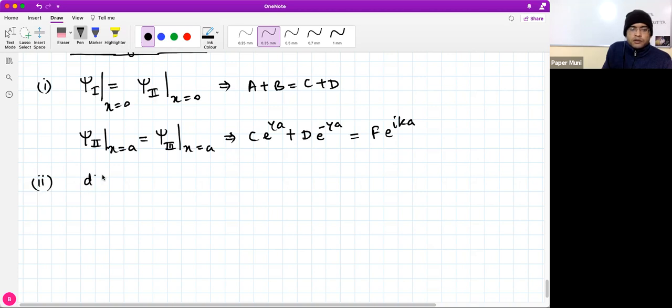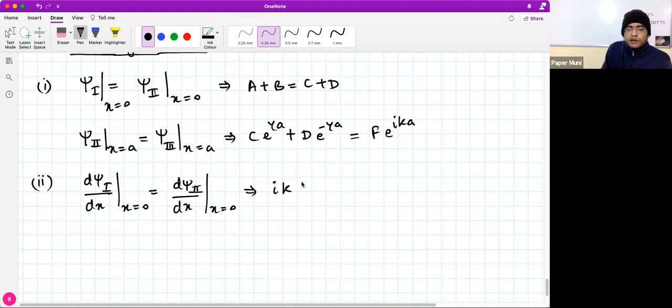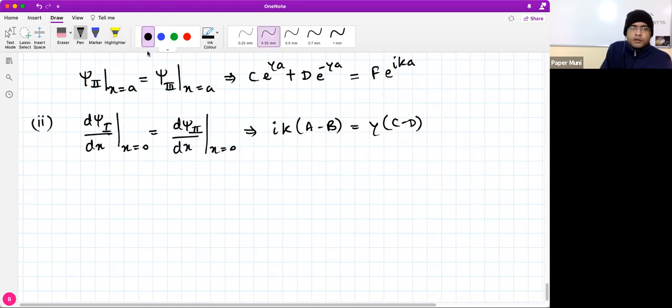The other boundary condition is that the derivative of psi 1 will be continuous with the derivative of psi 2 at x equal to 0. If you do the derivatives, we get ik(A minus B) is equal to γ(C minus D).